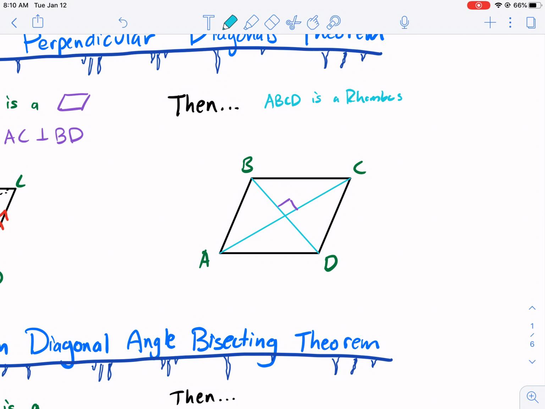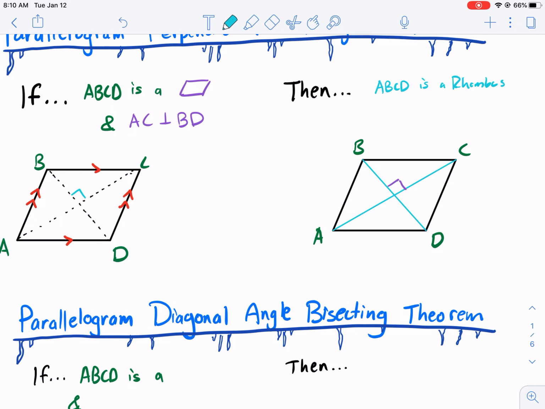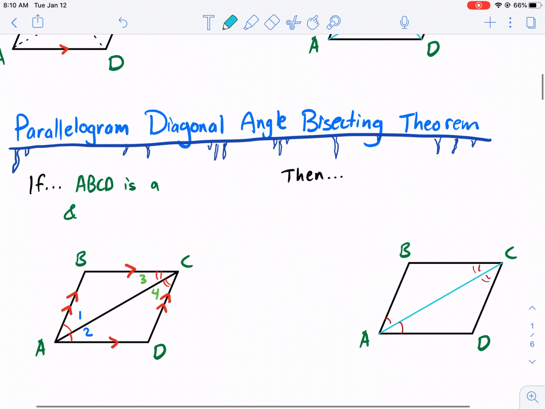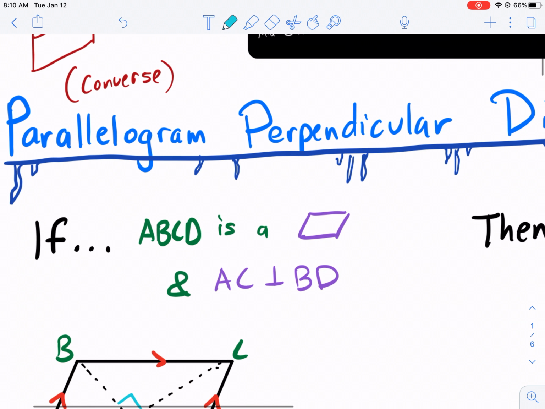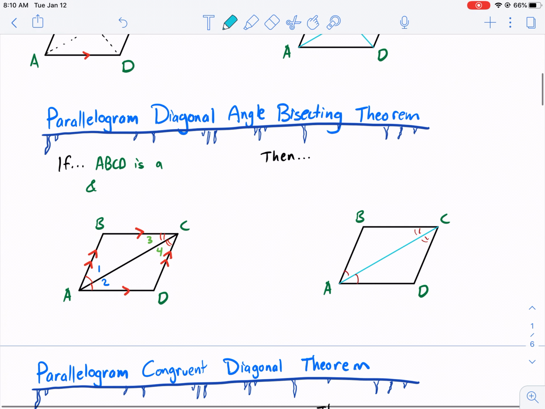So we're just going in reverse. Instead of knowing that it's a rhombus and that its diagonals are perpendicular, we're saying we have a parallelogram whose diagonals are perpendicular. We know it's a rhombus. So just think converse for these properties. These are essentially the converse of 6.4. So we have this theorem.